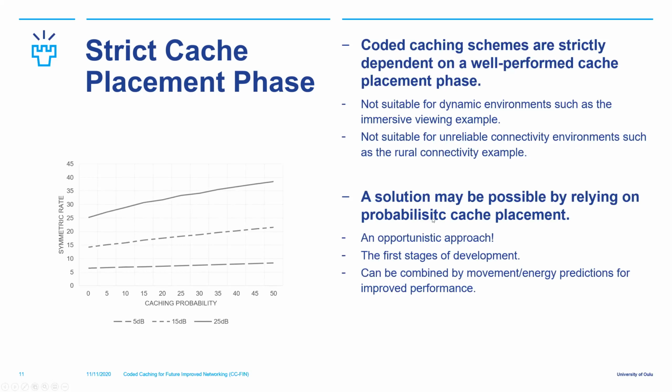This relies on probabilistic cache placement. We have an opportunistic approach to use cache contents in the form of coded caching whenever it is possible. This is a completely new scheme we are now working on. And we have shown that we can get good gain by increasing the caching probability. For this cache hit ratio, if it's set to 50%, it means that 50% of the data requests are available in the cache memories. And we use that available data in coded caching form with this new scheme. This can be combined with movement or energy prediction for improved performance. This is still in development.